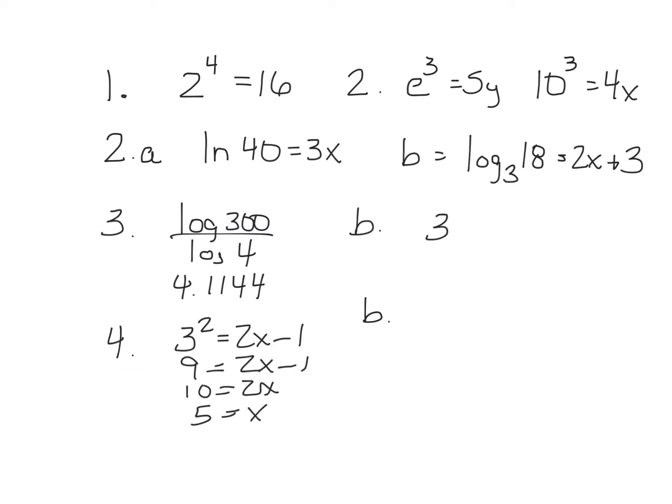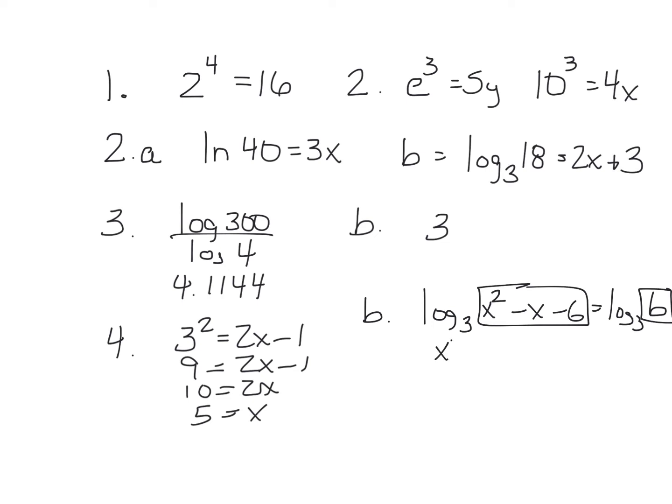In 4b, we are adding 2 logs with the same base, so we're going to combine and multiply those. And if I multiply those, I'm going to FOIL. So I'm going to have x squared plus 2x minus 3x minus 6. And that's going to equal log base 3 of 6. And this is our one-to-one property, so this one's going to equal this. I've got x squared minus x minus 6 equaling 6. Set it equal to 0 because this is a quadratic.